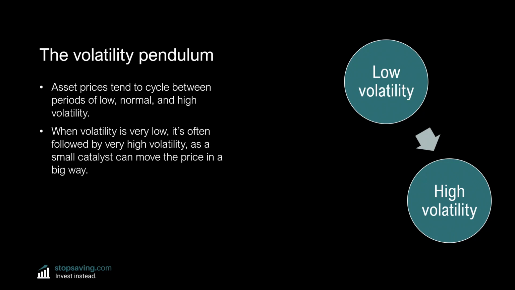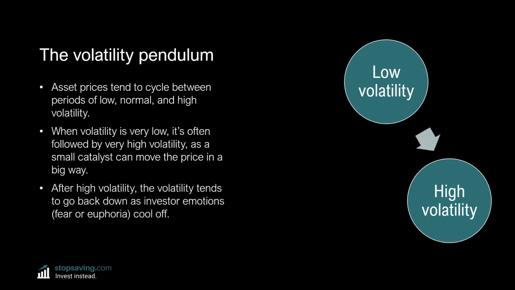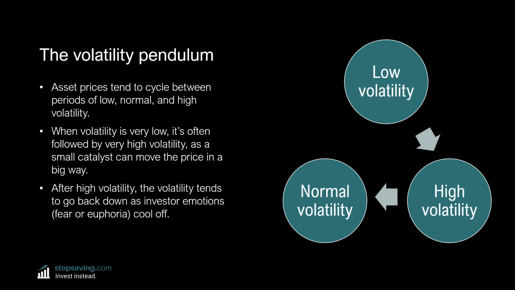While it's typically easier to predict when volatility will come back, it's a lot harder to predict which way the price will go, up or down, when that volatility does come back. Still, knowing that prices are likely to get volatile is extremely useful information for traders. After high volatility, the volatility tends to go down again, as investor emotions of either euphoria or fear cool off.